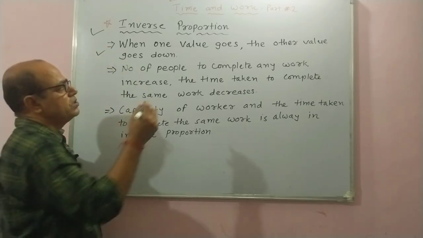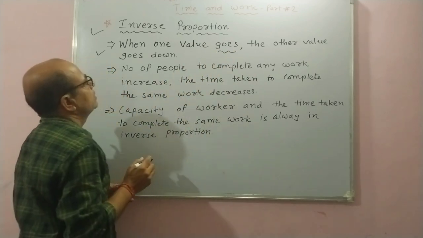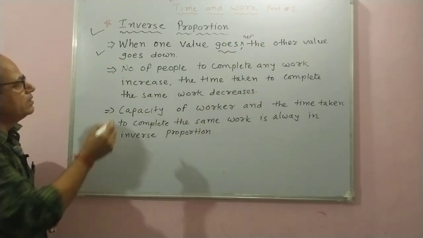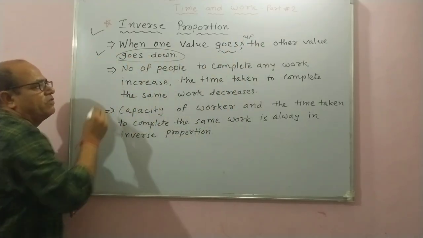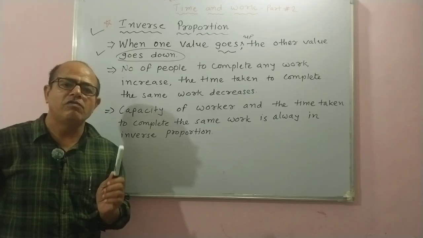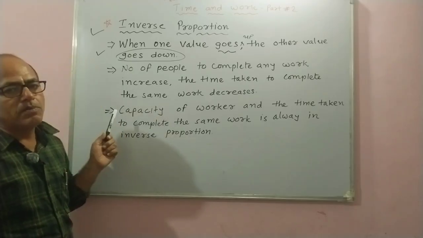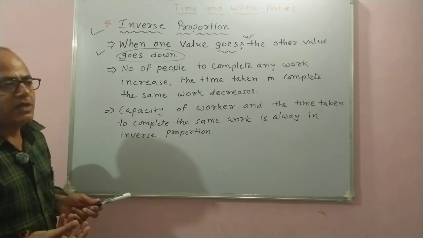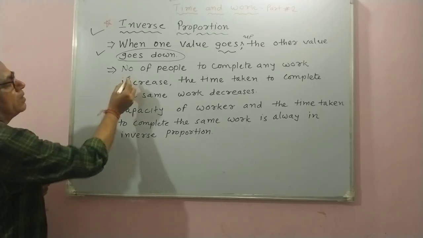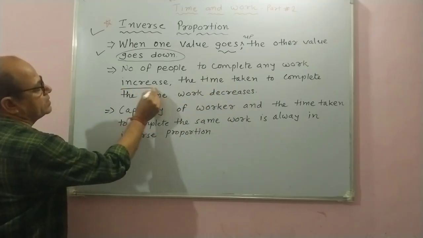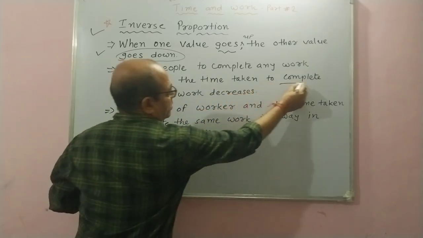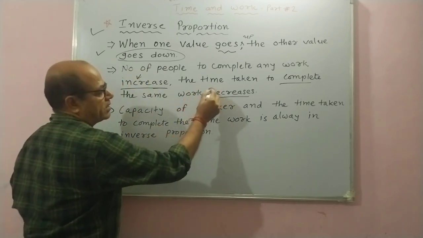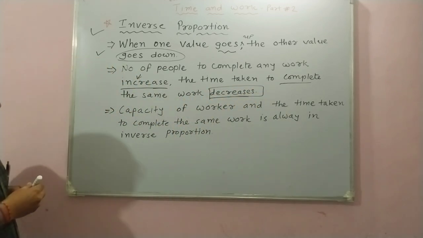When one value goes up, then another value goes down. If we increase the people to complete the work, then the time taken to complete the work will be decreased. More men complete it in less time, right? The same system is there. Number of people to complete any work increases, the time taken to complete the work decreases. Manpower increases, time taken decreases. That is called inverse proportion.